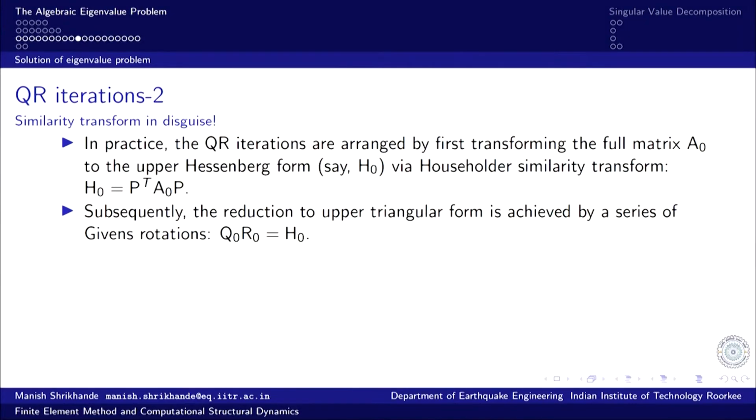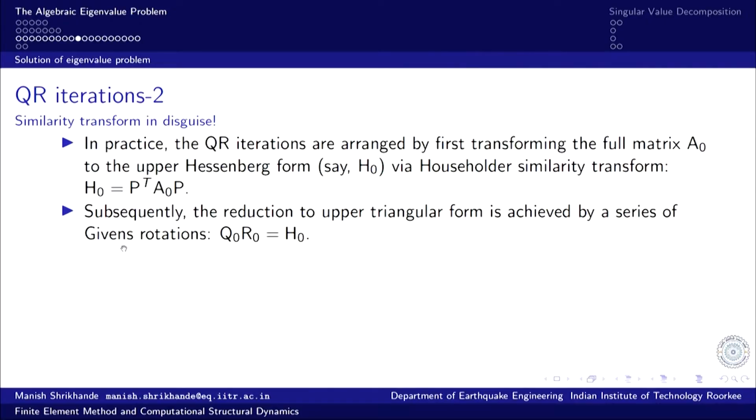So, once we have this upper Hessenberg form, theoretically there is only one off diagonal term in each column that needs to be eliminated. So, the QR factorization is achieved by using Givens rotations, subsequent Givens rotations. So, we accumulate Givens rotations and convert this upper Hessenberg form H into a QR factorization and then reverse the order to get the next upper Hessenberg form.